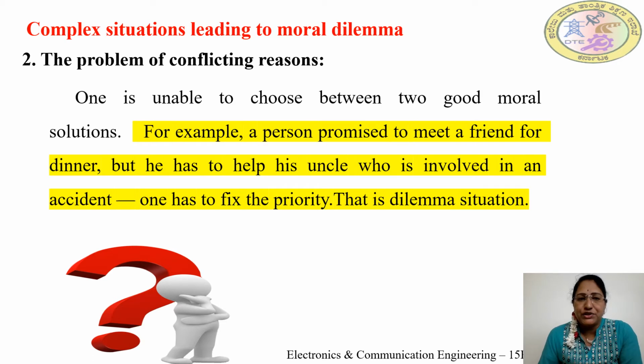Okay, the second situation where you are going to face a moral dilemma is the problem of conflicting reasons. Conflicting reasons means here you will be having two solutions and both the solutions will be good. Morally they will be good. See here, one is unable to choose between two good moral solutions. So two solutions are in front of you, both good solutions, but which one should you choose at that time, which is a good solution I have to choose. So this decision making is called a conflict situation, a moral dilemma situation. So this type of situation is called the problem of conflicting reasons.